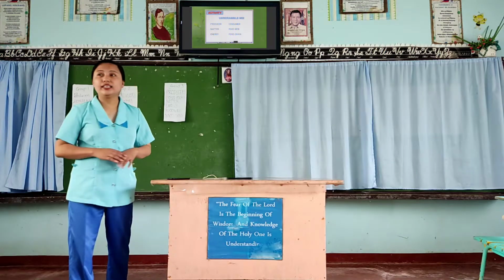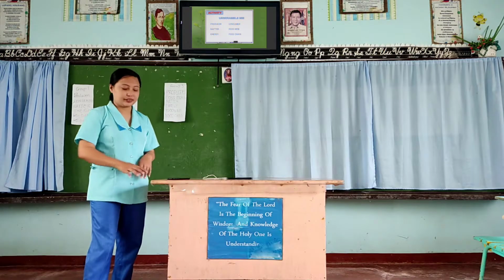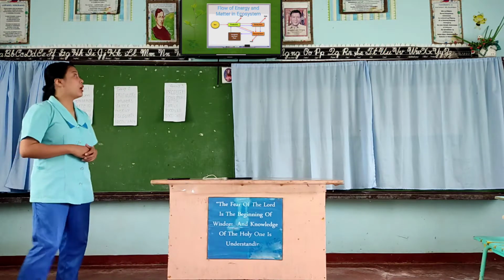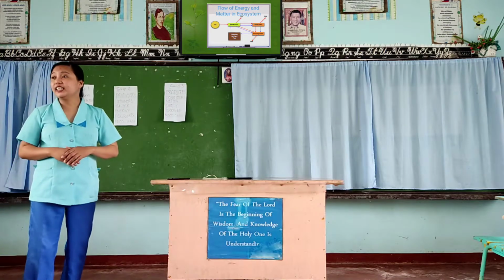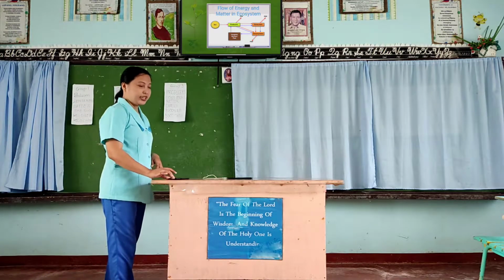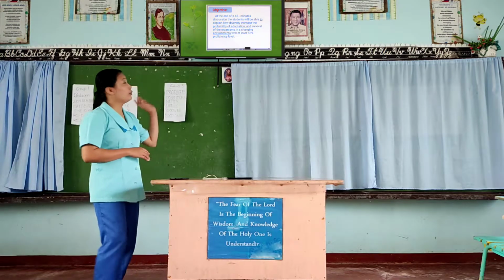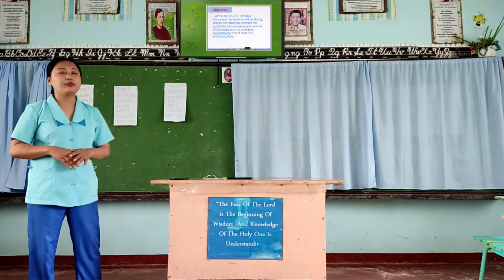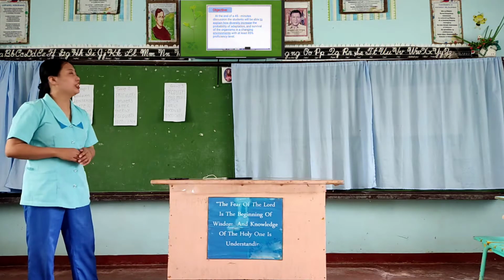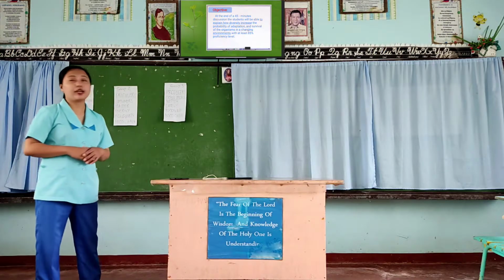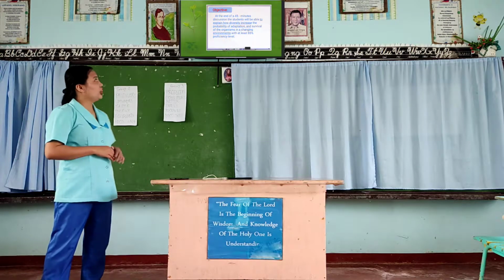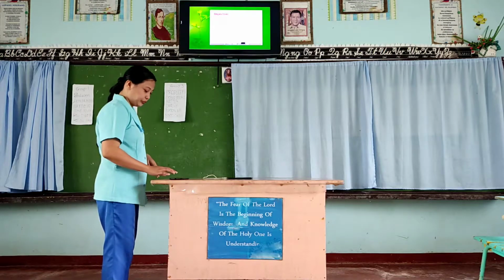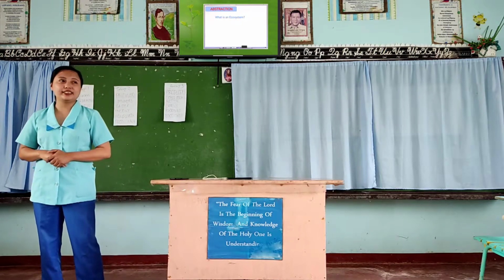Okay, now, what is our lesson for today? Yes? Our lesson for today is about the flow of energy and matter in the ecosystem. Okay? But before we open the topic, I will give you first the objective. At the end of the 45 minutes discussion, the students will be able to explain how diversity increases the probability of adaptation and survival of organisms in a changing environment with at least 85% proficiency level.